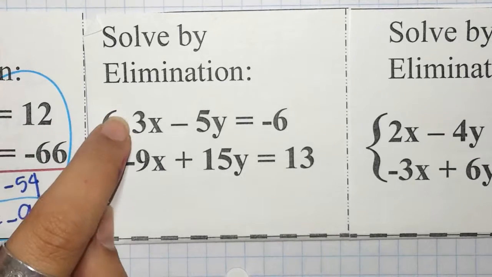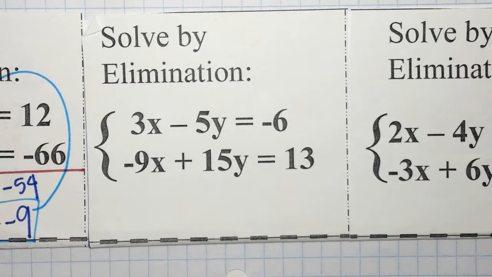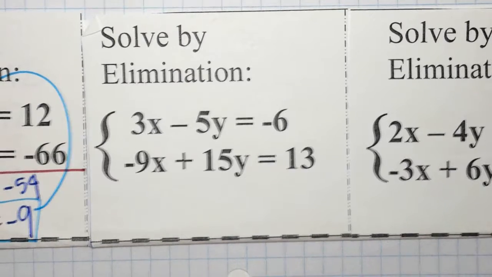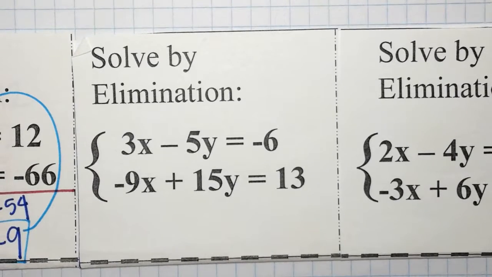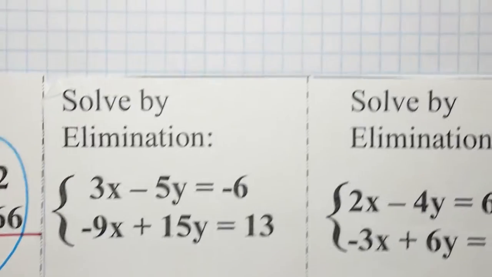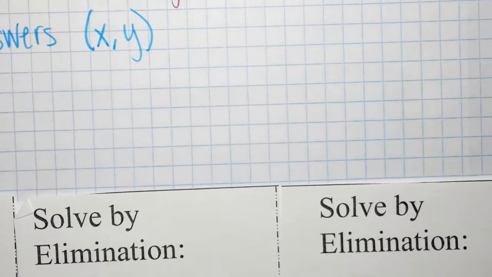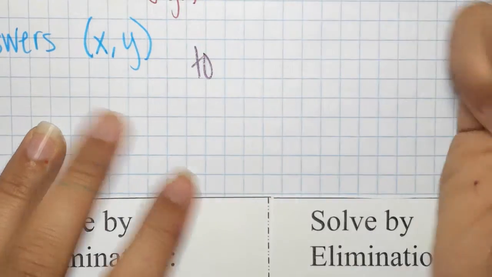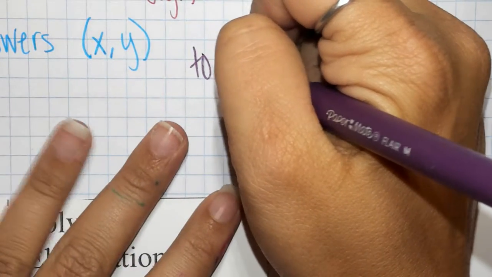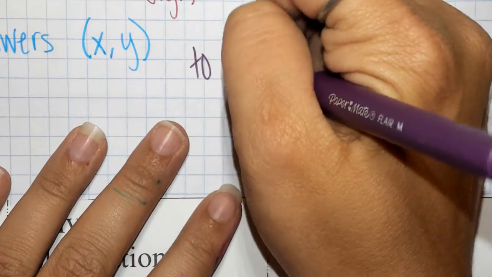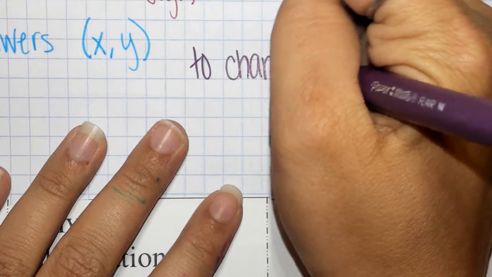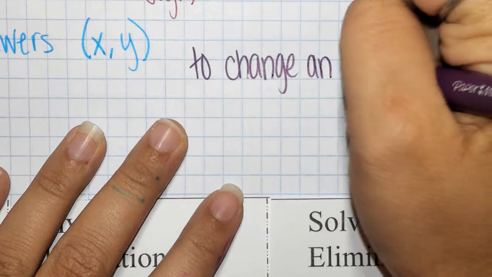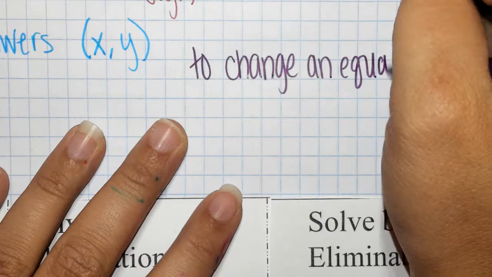Can we convert 3x into 9x? And how would we do that? Multiply times 3. Alright, so write this note down that says to change an equation. What operation do we use, y'all?